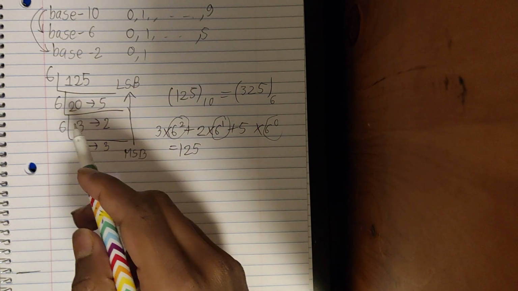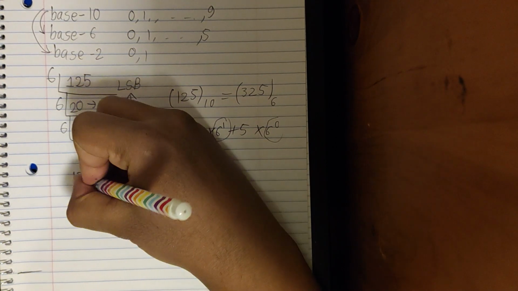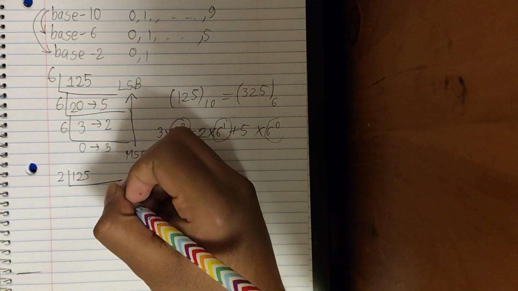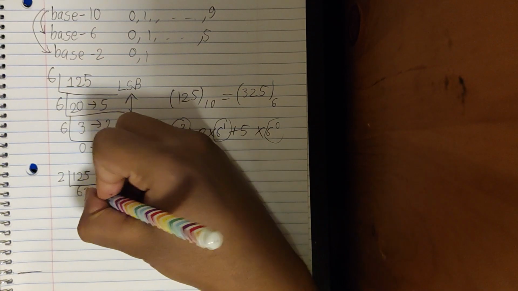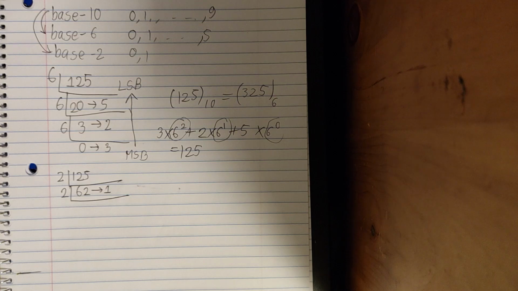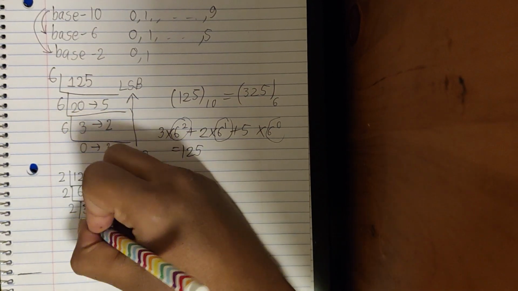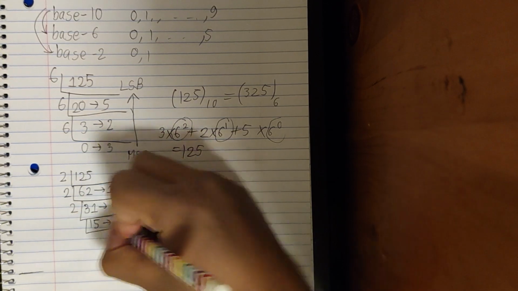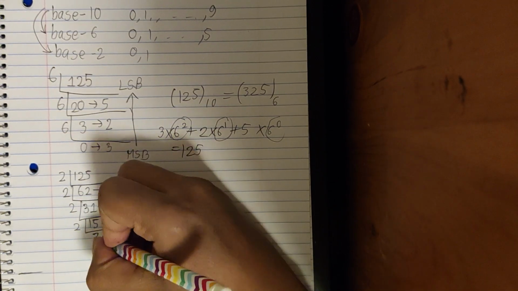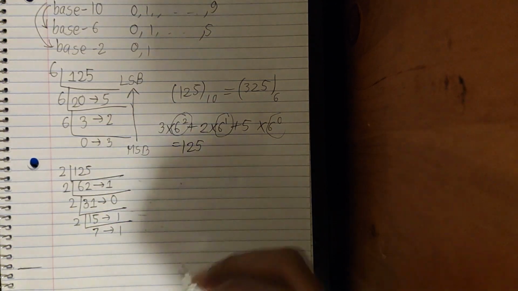Now how do you convert 125 to binary? We can do it the same way. So 125 divided by 2, that's 62 with the remainder 1. Now we can divide this again by 2, that will be 31 with the remainder 0. Then by 2, that's 15 with the remainder 1. Again by 2, that's 7 with the remainder 1.